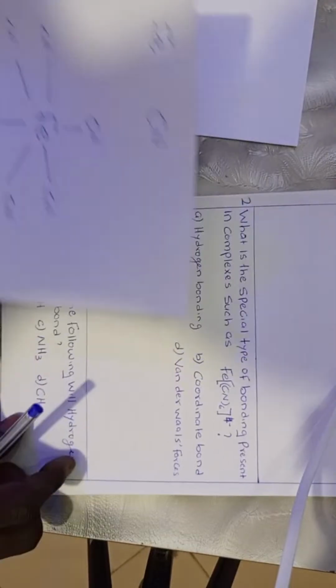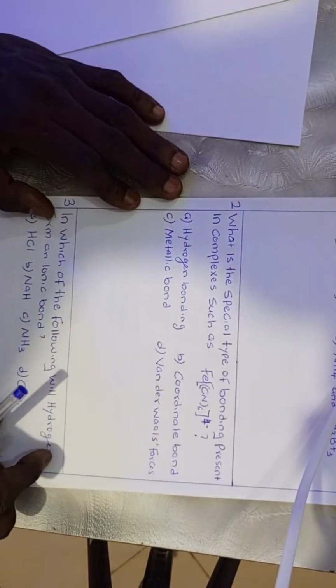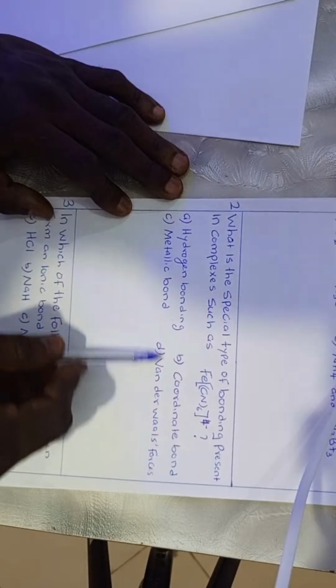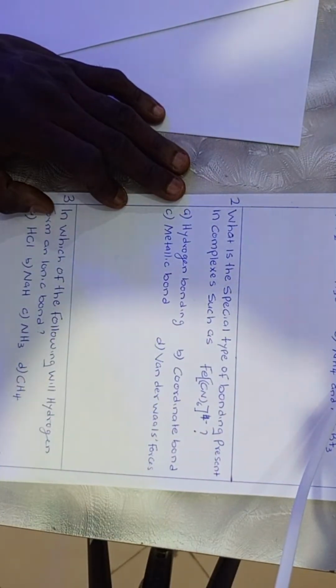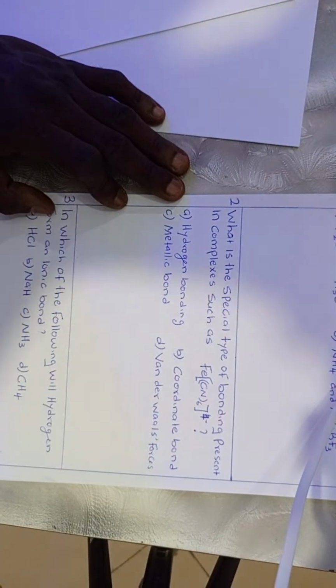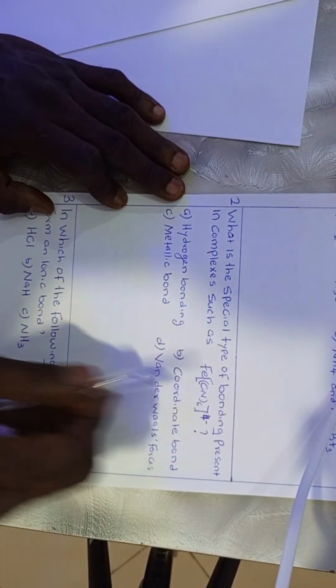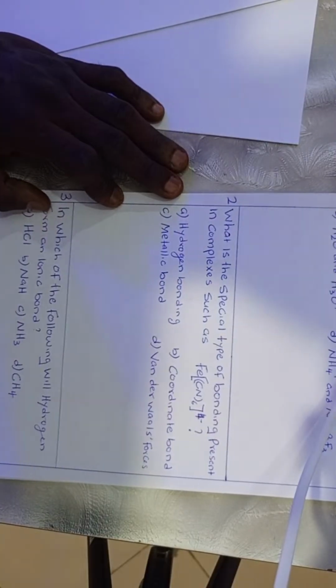Now let's go back to the options. So the correct answer to question number 2 is option B, coordinate covalent bond. So the type of bonding that exists in complexes such as this one here is coordinate covalent bond.